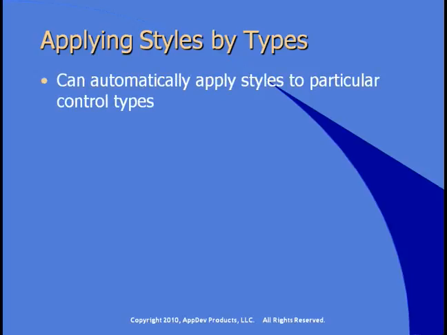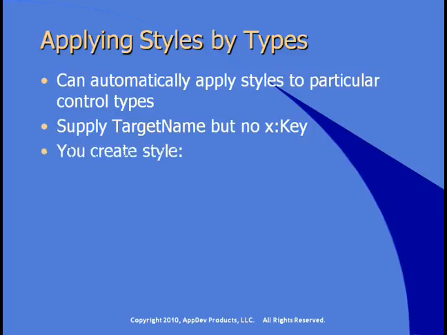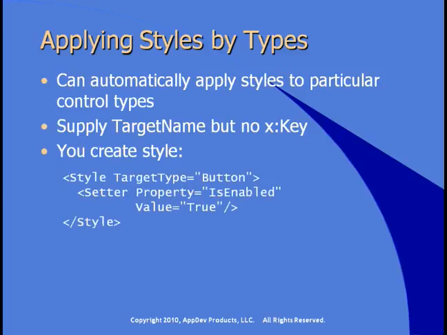You can automatically apply styles to particular types of controls in WPF. You simply supply the target type, but no key attribute. We've seen examples where you supply both. We've seen examples where you supply a key, but no target type. In this example, you'll see applying a target type, but no key. In that case, you create a style that looks something like this.